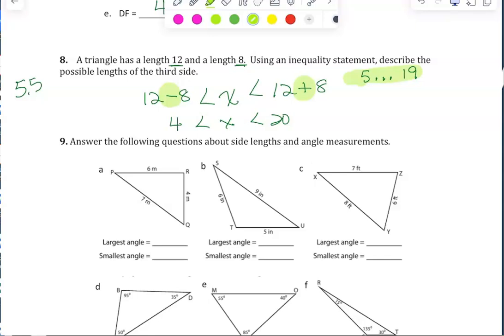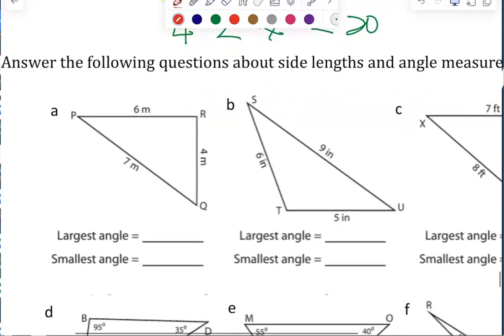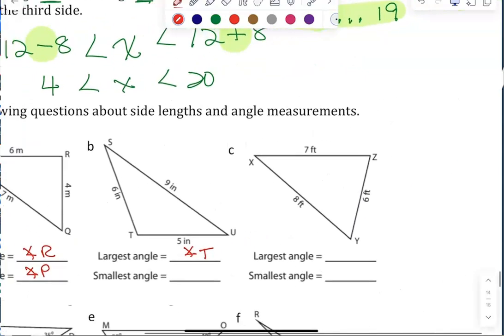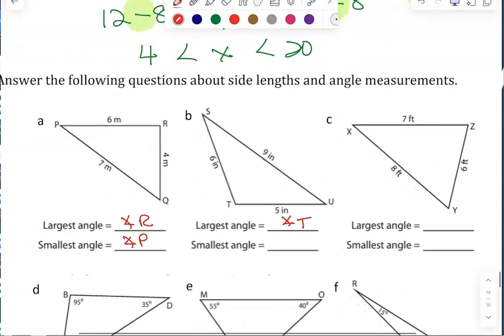So you look at this and you say, okay, they want to know what the largest angle is. Well, the largest angle is always opposite the largest side. Largest side is the 7 meters. So the angle across from that is angle R. The smallest side is the 4, and the angle across from that is angle P. Okay, continuing with this reasoning, looking at the next triangle, I see a 9 across from the angle T. Therefore, T must be the largest because 9 is the largest. And the smallest is across from the 5, which is angle S.